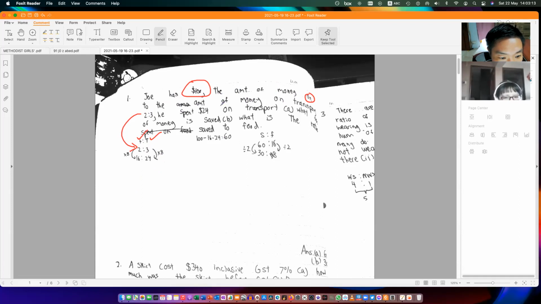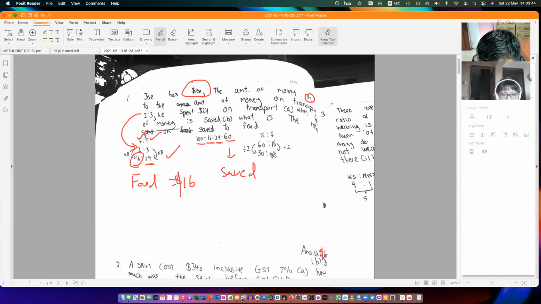Very good. So he spent $24 on transport. So basically this is transport, so this is times 8 using proportionality. So 2 times 8, you get 16. So food is 16, right? Good. Then you use the total, you minus it, you get $60 that is saved, right? So that's part A. By the way, you need a unit here.